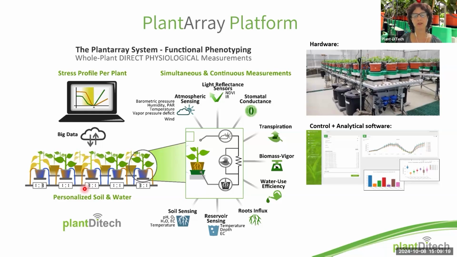All the traits in green describe the physiological measurements, and all the measurements in blue are the environmental sensing, the soil and the atmosphere. We measure the plants about 500 times a day, so it's on a continuous basis. And all of these measured traits and parameters are uploaded to cloud software where it's all being analyzed statistically in real time already. So you can see some of the graphs on the right.